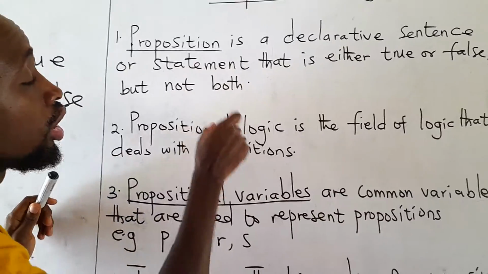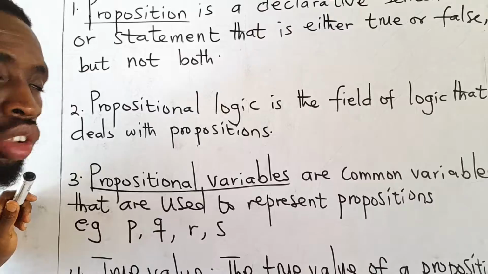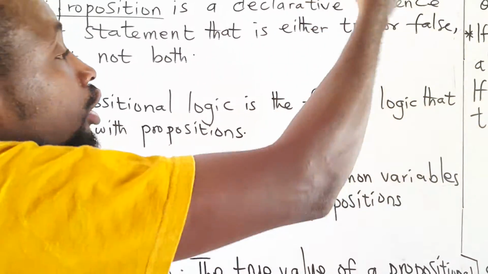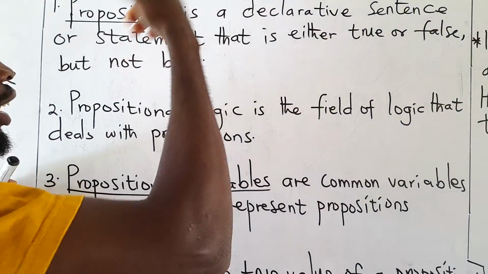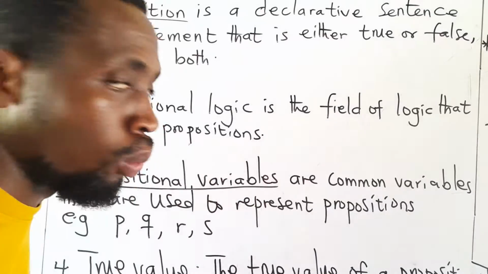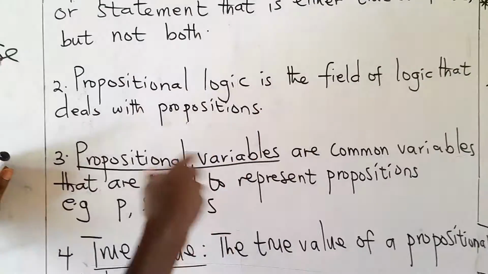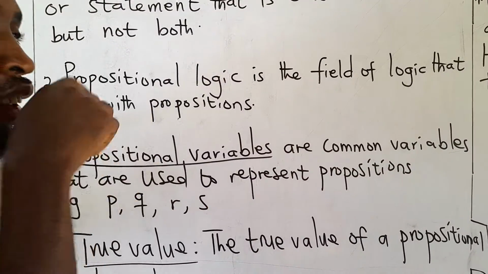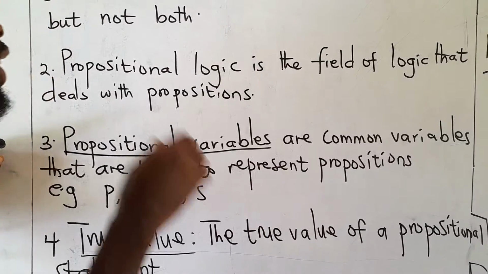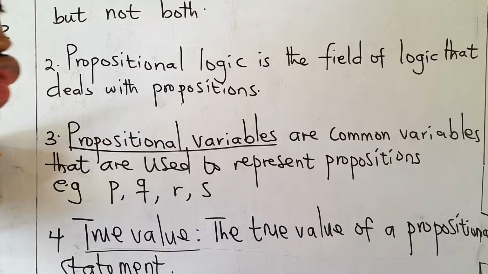So we say propositional logic is the field of logic that deals with propositions. Or we can say that it's a field of logic that deals with a declarative statement or sentence that is either true or false, but not both. Any field of logic that deals with such statements is known as propositional logic.